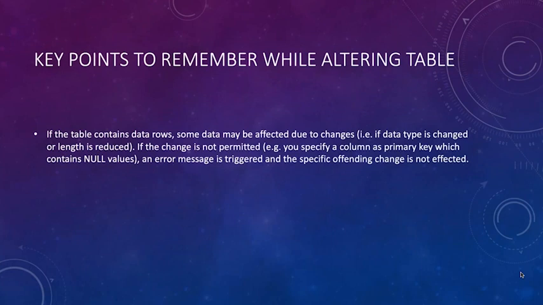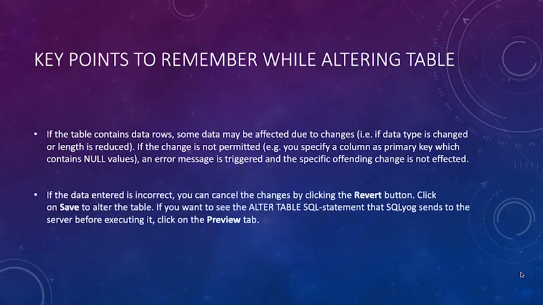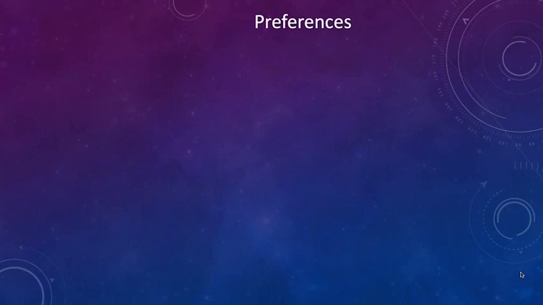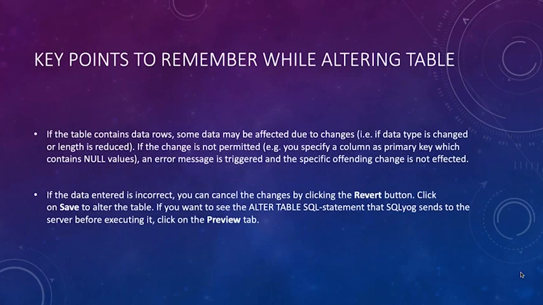So please remember that. If the data entered is incorrect, you can cancel the changes by clicking the revert button. The revert button is right there. Click on save to alter the table. If you want to see the alter table SQL statement that SQLyog sends to the server before executing it, there is a preview tab as well that will help you view that. Now, this was simply altering the table.